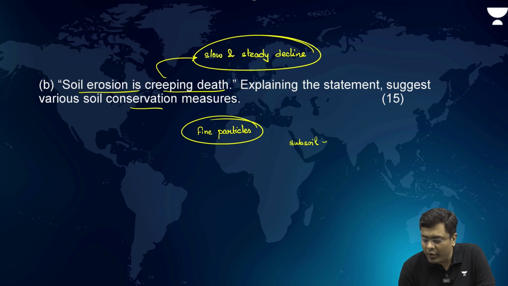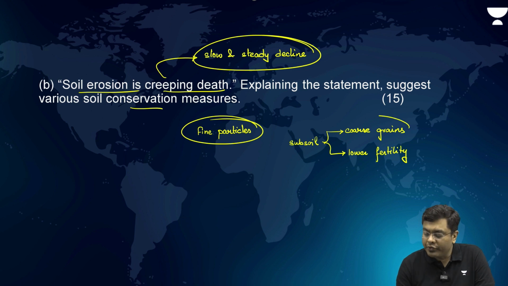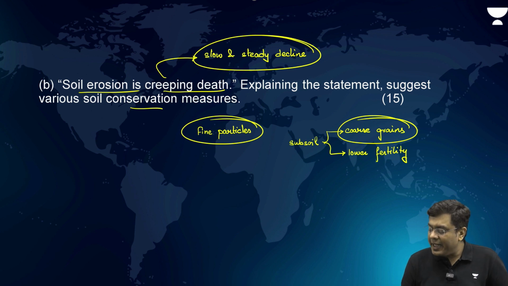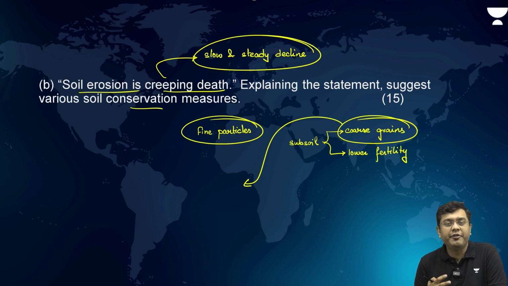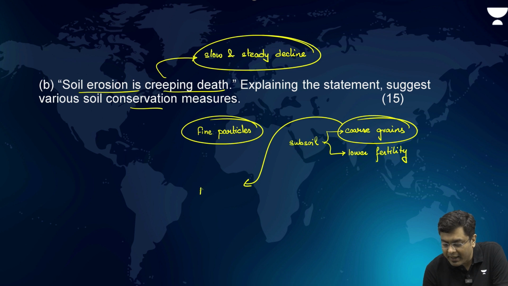Now, this subsoil has got, right, poorer texture or coarse grains. Then it will also have basically lower fertility. Now, it will have various consequences. Coarse grains mean what? The presence of coarse grains means that ability to retain moisture and also the trapping of air, that becomes poor. So, moisture retention declines.